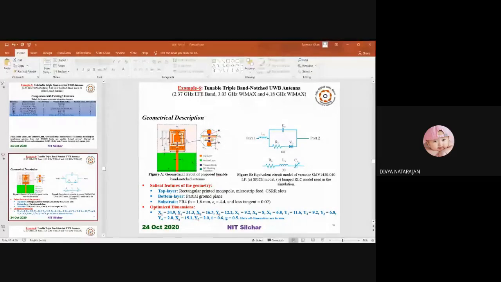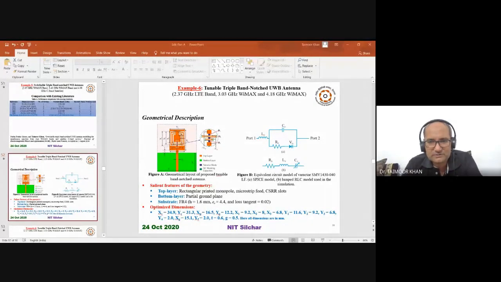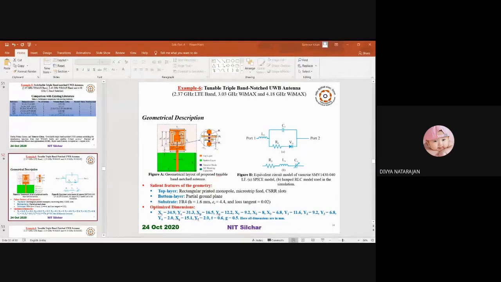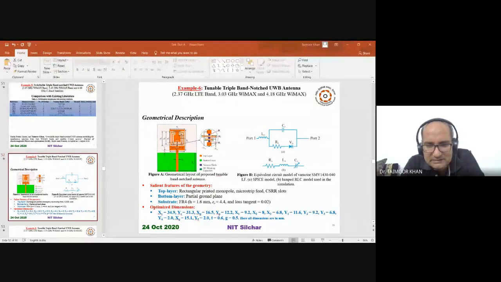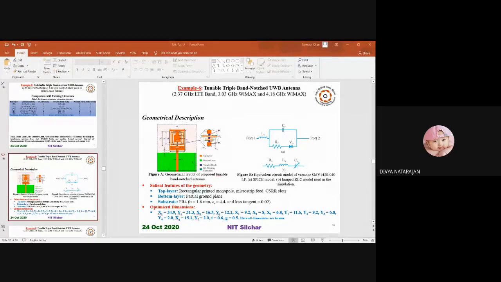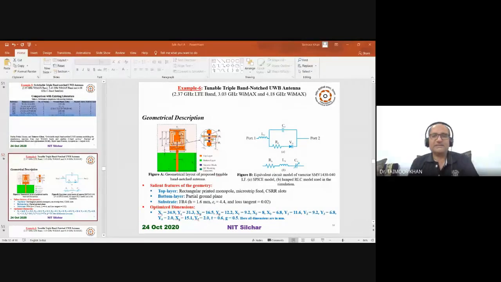Hello, sir. Can I ask a question? Evening, sir. We have used this particular antenna as a band stop filter, right, sir? This particular antenna rejects particular frequencies. So can we have this antenna radiate at two bands, and in between reject a band of frequencies?